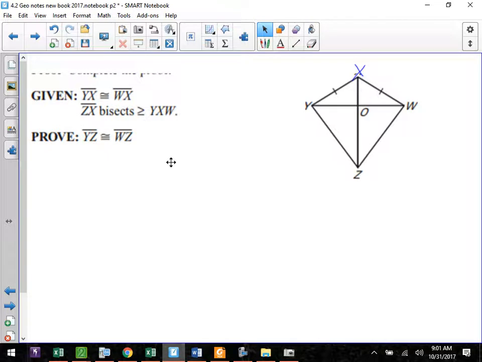We haven't done an angle bisector yet. Let's do an angle bisector. Let me change what it's asking us to show here.